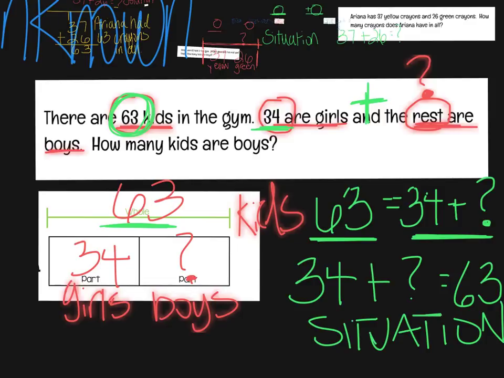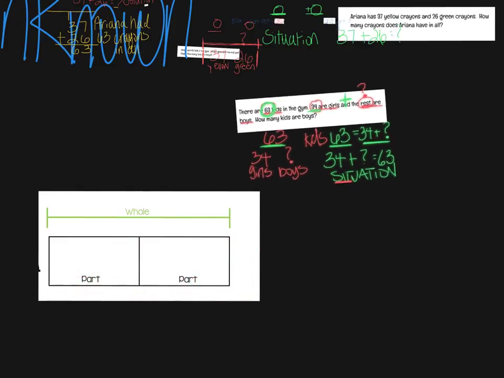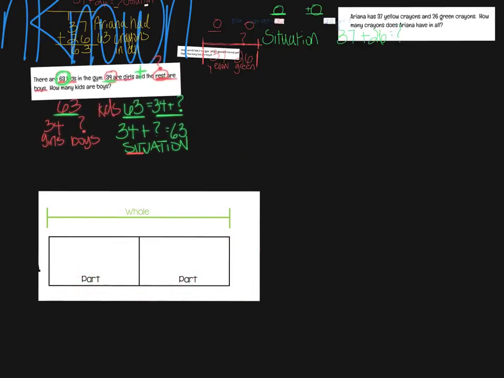Because it's how the numbers sit in my problem. All right, now let's do our solution equation. How are we going to solve that? So our solution equation, we knew from our part whole that we had 63 here, we had our question mark here, and we had our 34 here. So how are we going to solve for that?